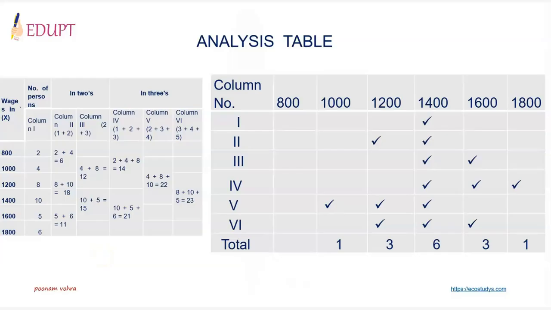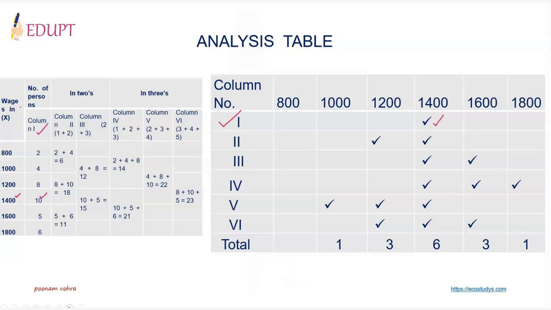So let us begin. Have a look at the first column. This is column 1. The highest frequency here is 10, corresponding to the value 1400. So we need to put a tick mark against column 1 and value 1400, which is this.